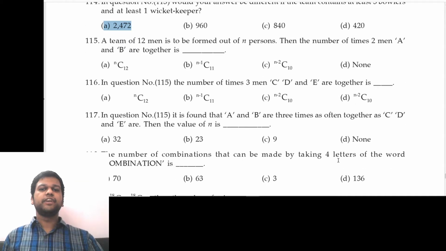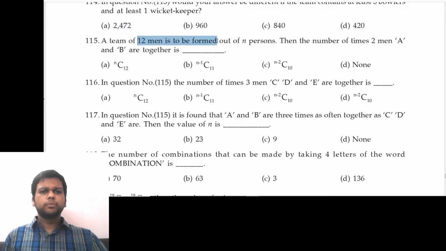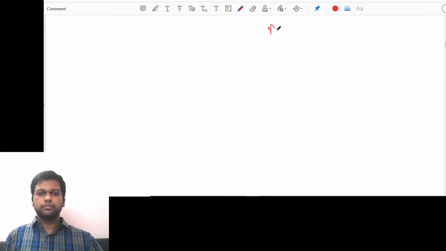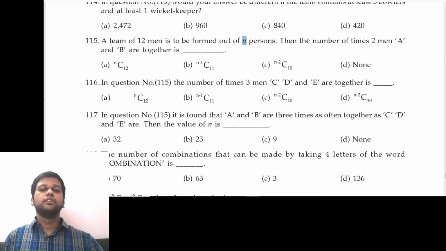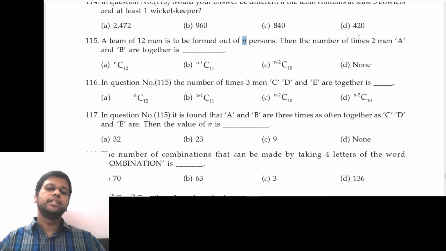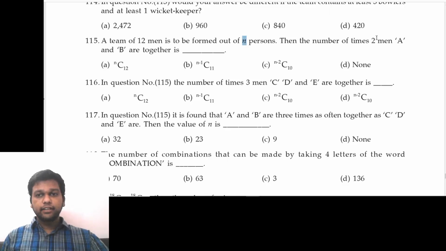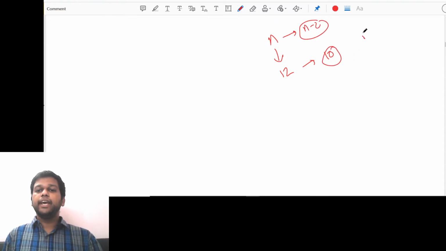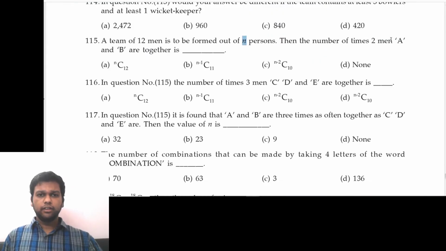Next, 115. A team of 12 men is to be formed out of n persons. Okay, so we have to select 12 out of n. Fine. Then the number of times 2 men A and B are together is. Okay, that means they are saying A and B are together. We have already selected A and B. If we have already selected A and B, then we don't want to select 12 people. We want to select only 10 people. And then we don't have n people. We have only n minus 2 people because A and B are already selected. So the answer will be n minus 2 C 10. Okay, which is option C. C would be the correct answer.